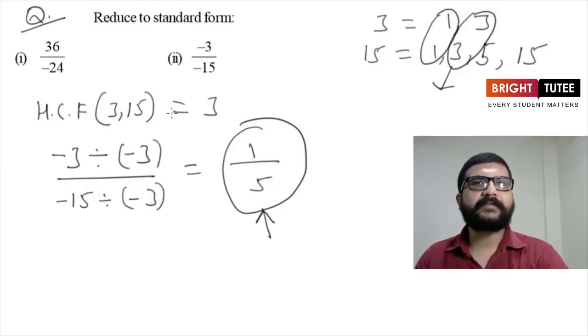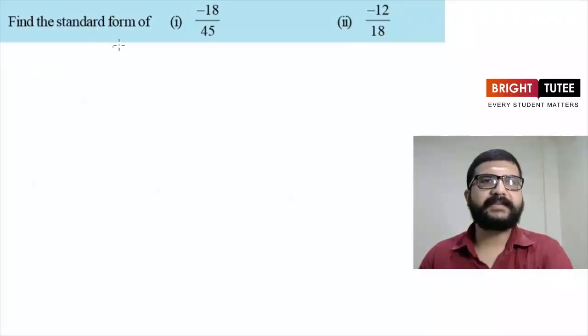So whenever we have a negative integer as a denominator, what do we do? We divide both numerator and denominator by the negative of HCF, that is the negative of the highest common factor. That will give us a positive denominator. Now let's try this question.